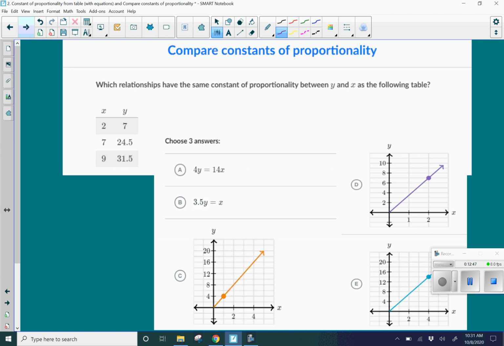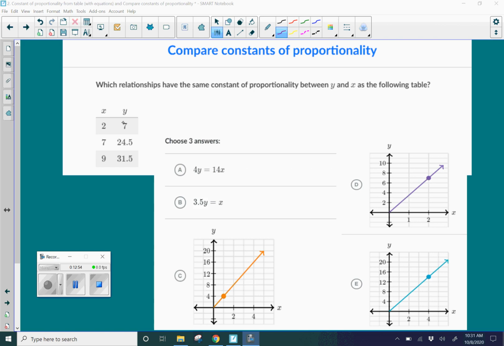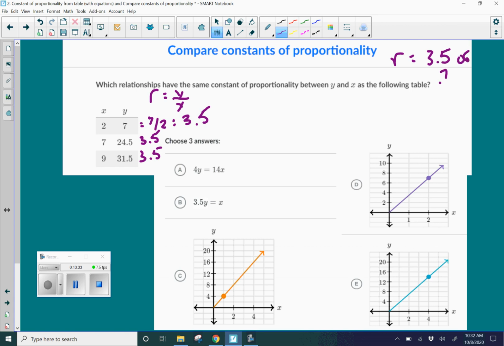Which relationships have the same constant of proportionality between y and x as the following table? Well, the table given, if I were to do y over x, because remember r equals y over x, that would give me 7 divided by 2, which equals 3.5. If I do 24.5 divided by 7, that also gives me 3.5. And 31.5 divided by 9 also gives me 3.5, which makes sense because they did say that they have the same constant. So we're looking for r equals 3.5, or if we wrote it as a fraction, 7/2.